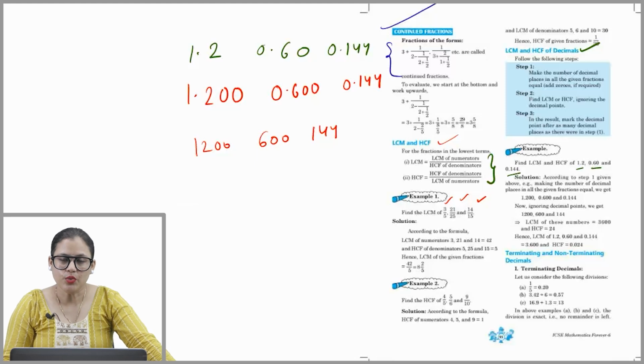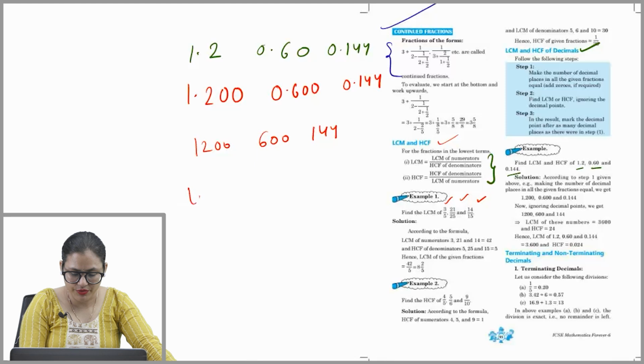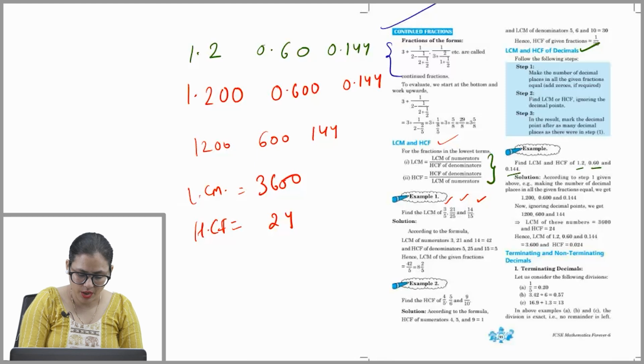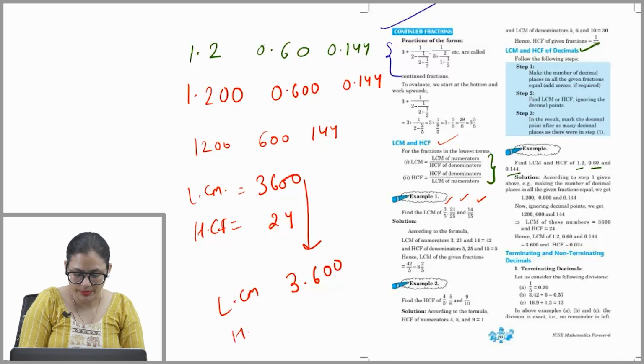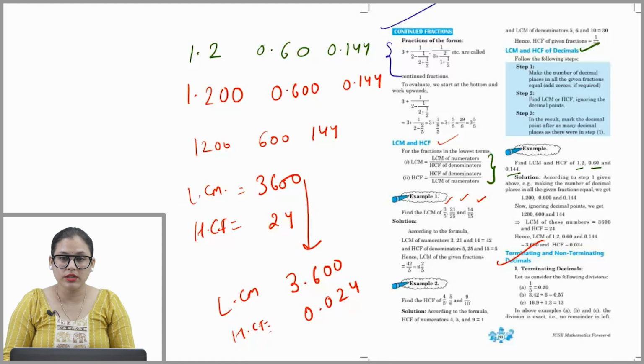Okay, now we will find the LCM of these numbers. LCM is 3600 and HCF is what? 24. So LCM of these numbers is, now put the decimal, 3.600, and this is LCM. And what will be the HCF? HCF is 24, 1, 2, 3 decimal places, 0.024.